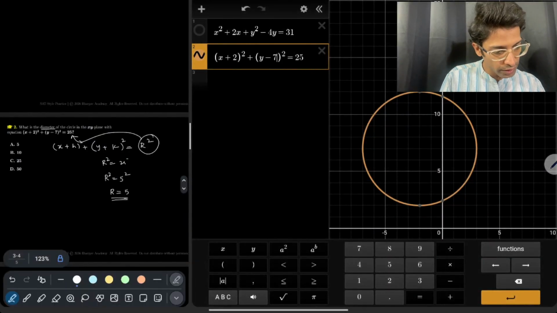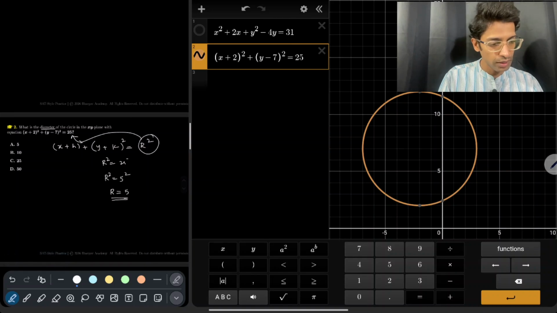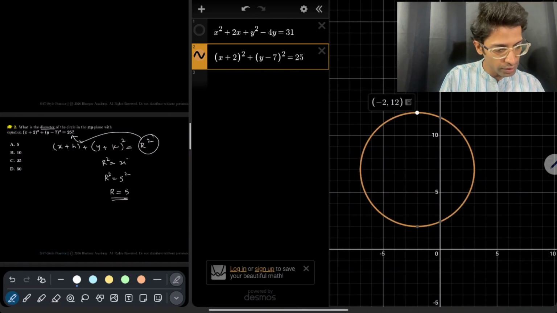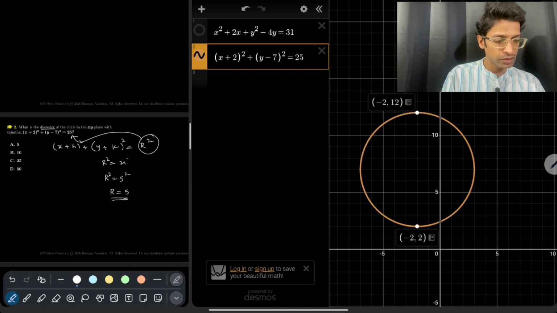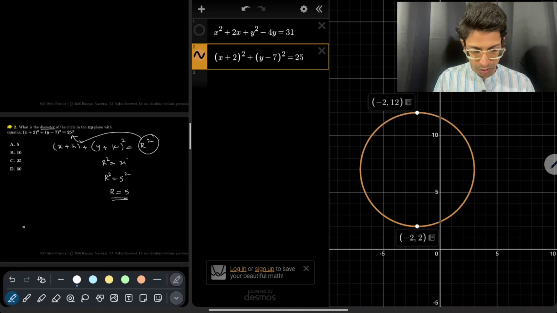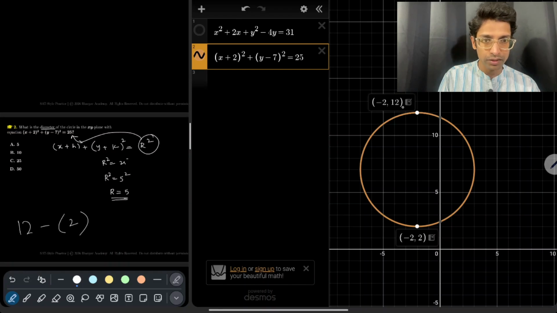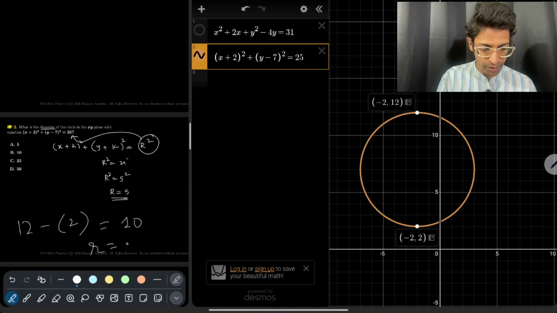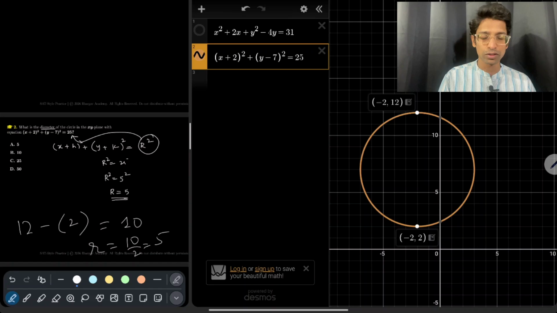If you want to find the diameter, again Desmos gives you the highest and the lowest point. Just by tapping there you can know the highest point, which is minus 2, 12. The lowest point is minus 2, 2. Ignore the x coordinate, which is minus 2 and minus 2 here, because it is the same. The diameter is 12 minus 2. 12 is sitting here and 2 is sitting here, which gives me 10. That is the diameter. So radius is half of it, which is 5. So yes, our answer is correct. We have verified with also Desmos.